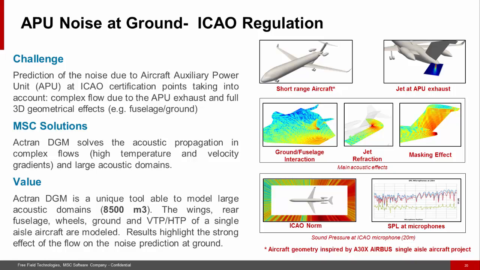The challenge from a computational point of view is the fact of taking into account the exhaust, the jet of the exhaust, so a complex flow in terms of high temperature gradients and high velocity gradients. And also the other complex aspect is to take into account the geometrical complexities. In this simulation, the wings, the rear fuselage, the ground, and the vertical and horizontal tail planes have been considered, and the total volume simulated was about 8,500 cubic meters.